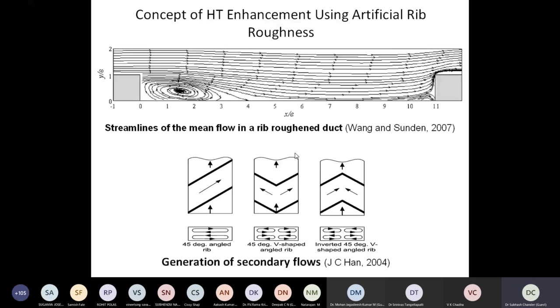So these elements are not like bigger elements that we project over the surface, because if we project bigger elements over the surface, then what to do with the pressure penalty that is always going against me, right? Now these elements, if they are placed slanting, create some secondary flows, secondary vortices, right?